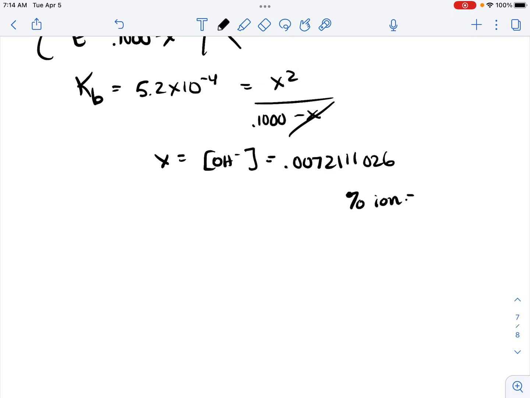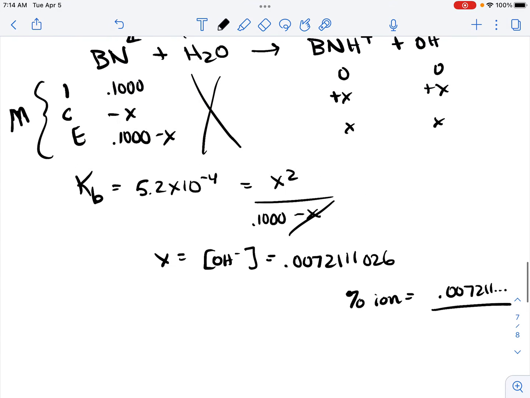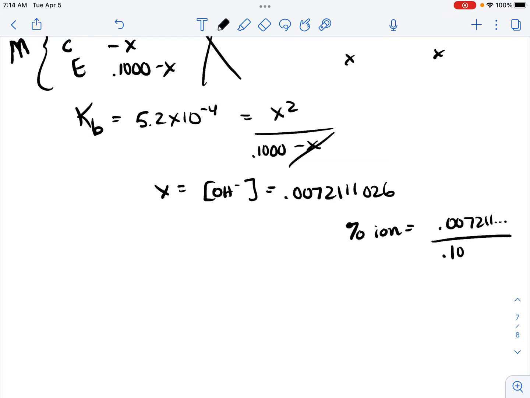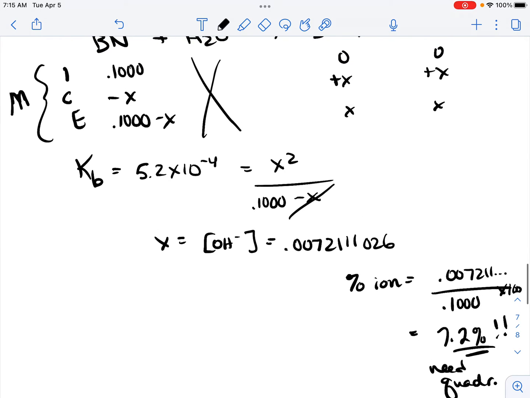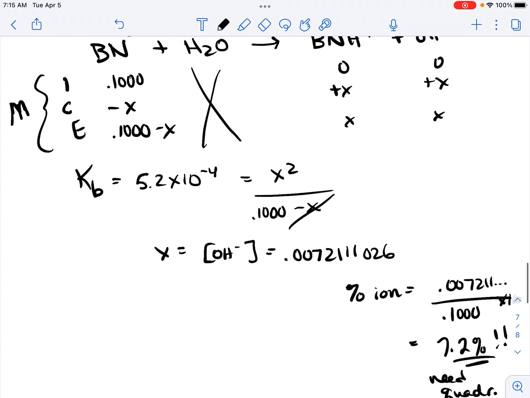Percent ionization would then be the 0.007211, etc., divided by my initial concentration, which was 0.1, times 100 to make it a percent, and it actually is 7.2% ionization. Technically, I need the quadratic, but I don't care. I'm going to do this without it because I don't think that the College Board would make you do that. So I'm going to continue on knowing that my error is large and that it would really matter, but at this point we don't care.